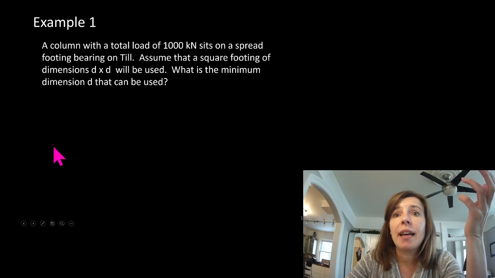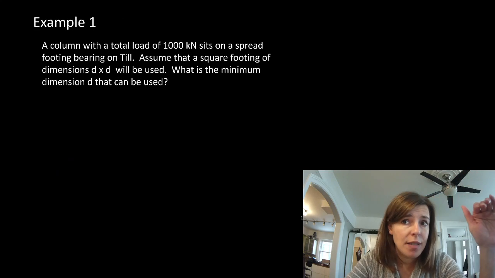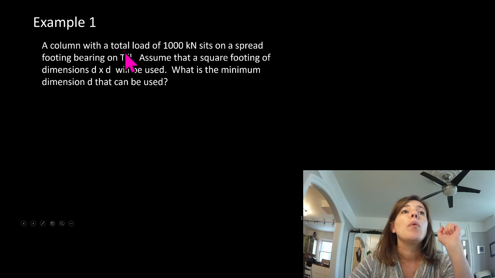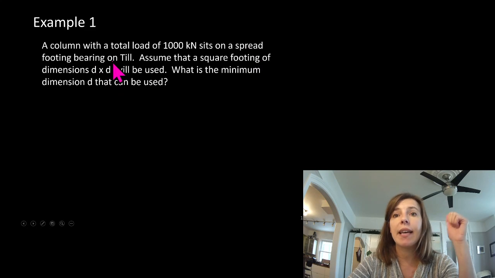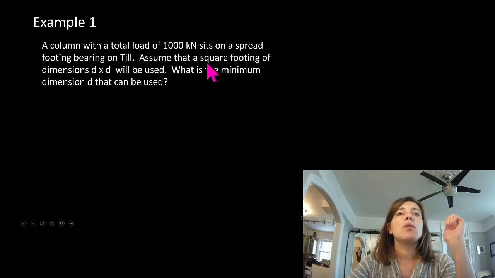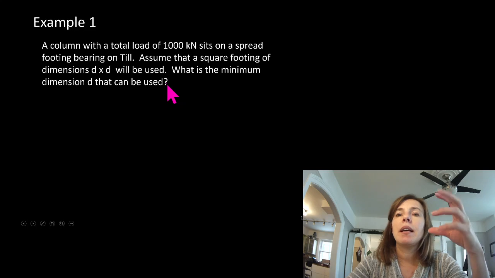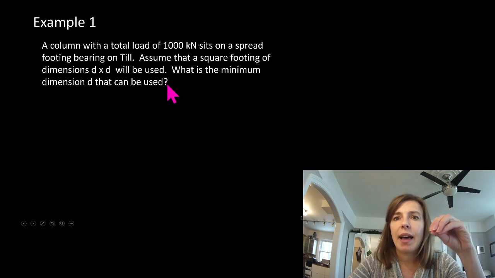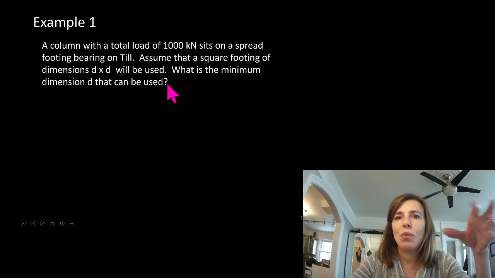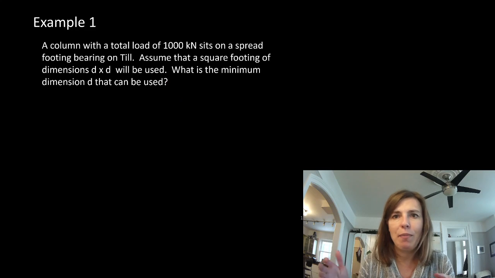So let's take a look at an example of that. This is as hard as these calculations are going to get. We have a column with a total load of 1,000 kilonewtons, and it sits on a spread footing bearing on till. Assume that a square footing of dimensions d by d will be used. What is the minimum dimension that can be used? Now, I'm going to specify here that we don't like to do things not in 50 millimeter increments.